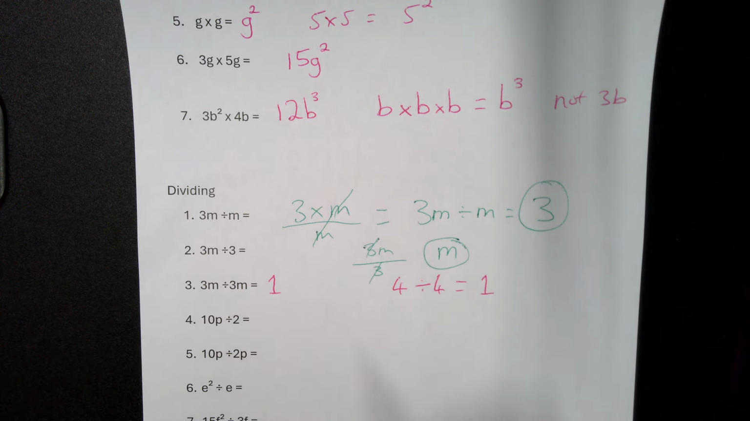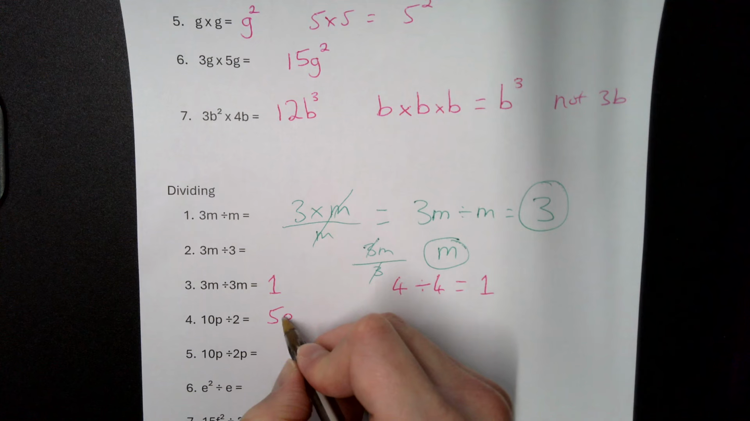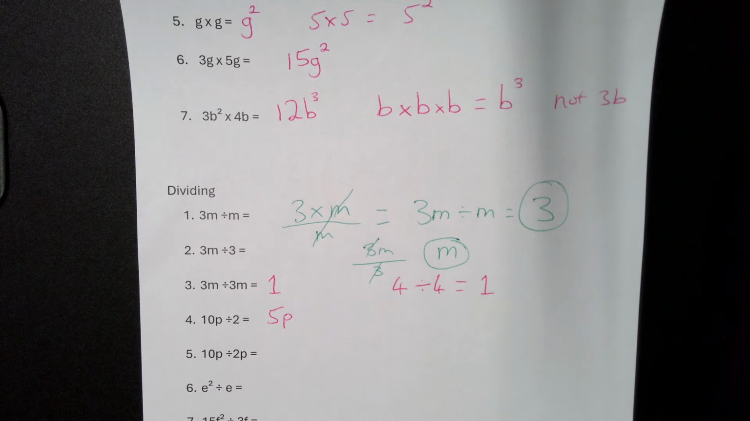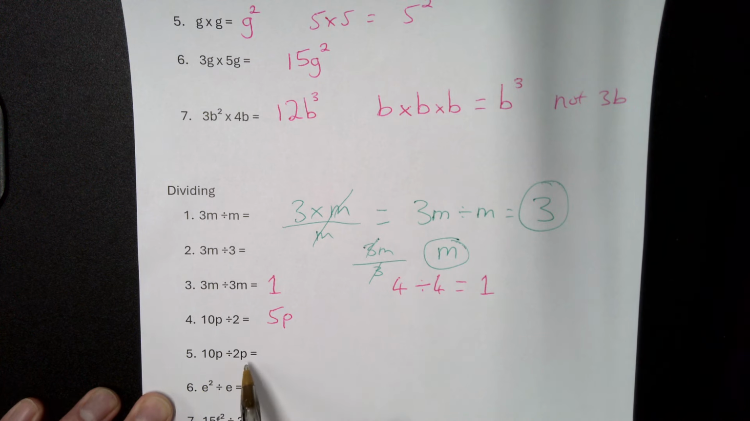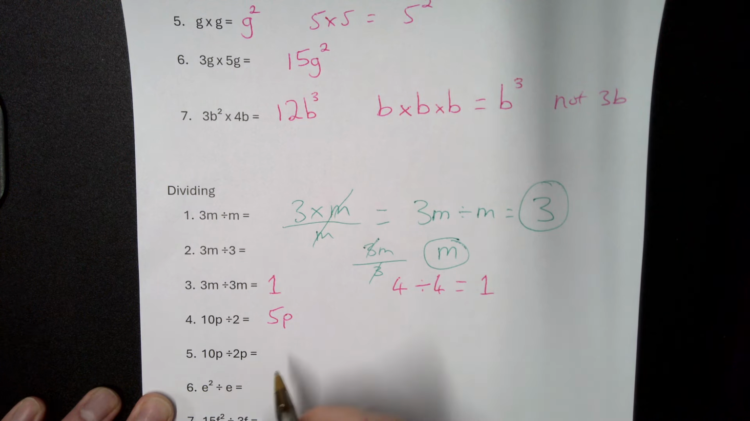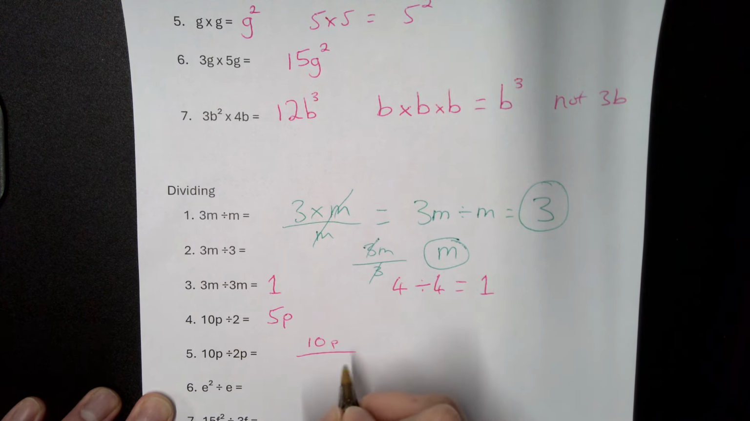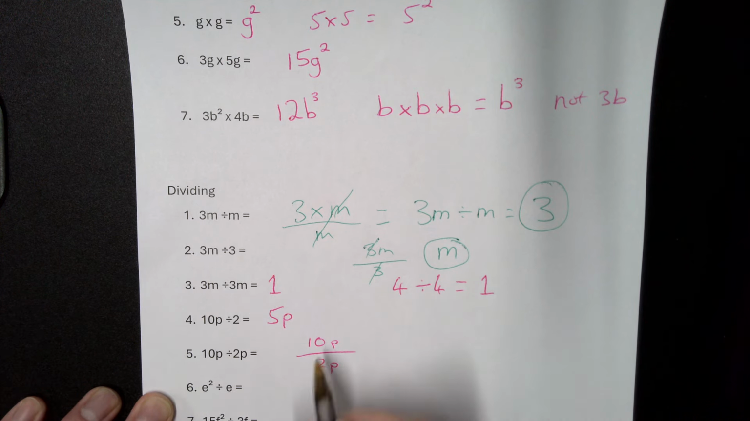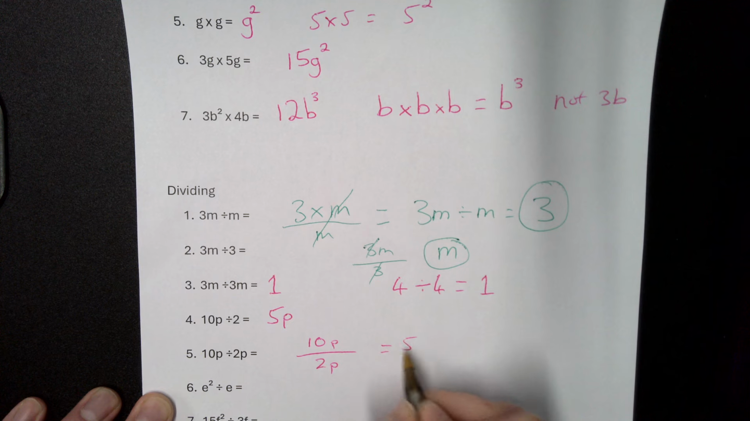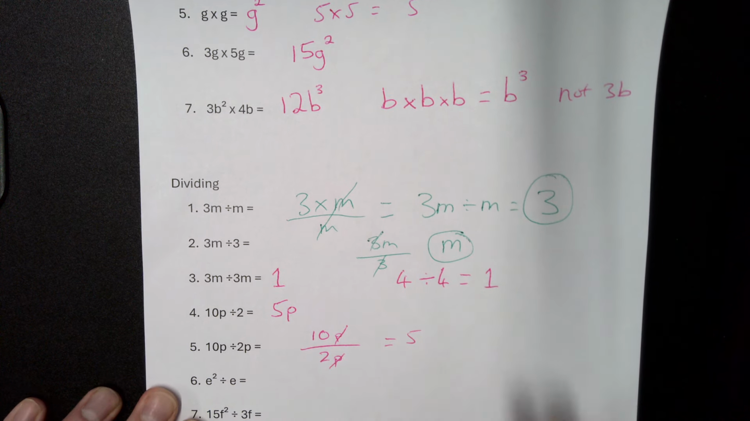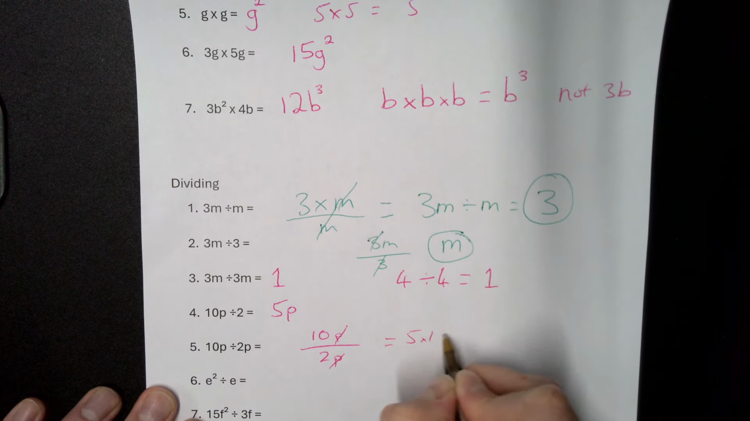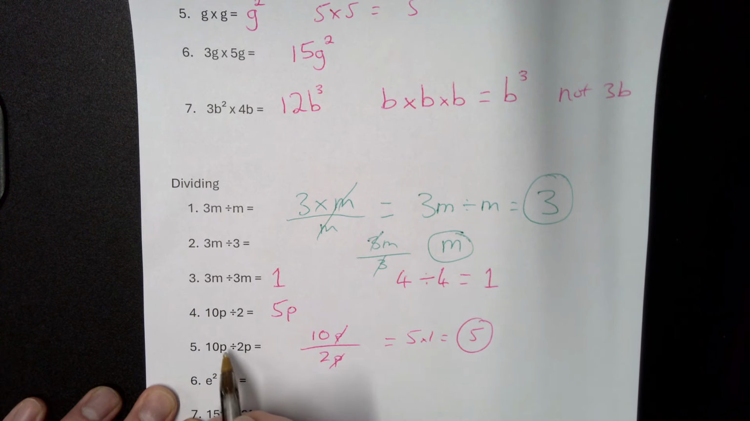If you have 10p divided by 2, well, 10 divided by 2 is 5 lots of p. Okay, just divide it by 2. You'll notice here we've got a subtle difference. It's 10p divided by 2p this time. Okay, so write it as a fraction, 10p divided by 2p. We know 10 divided by 2 gives you 5, and p divided by p, like the one above, is 1. Okay, and then 5 lots of 1 is just 5. So the p's cancel.